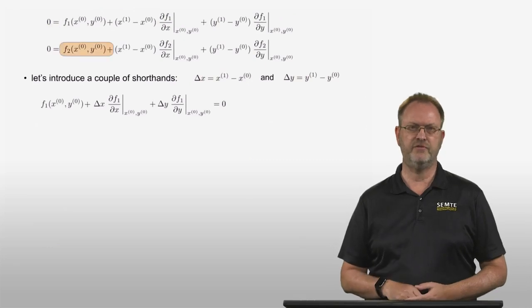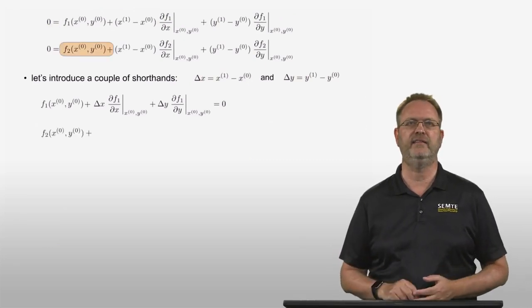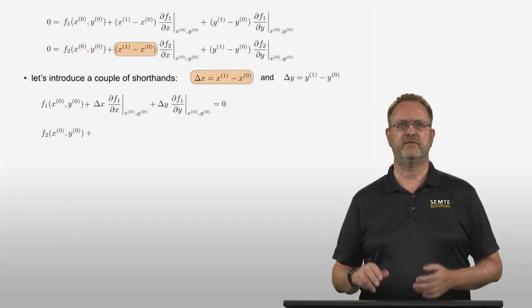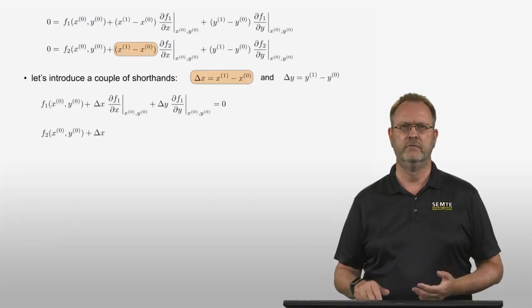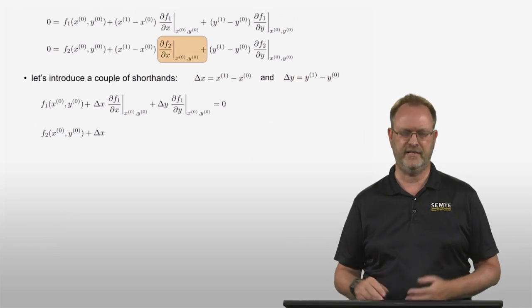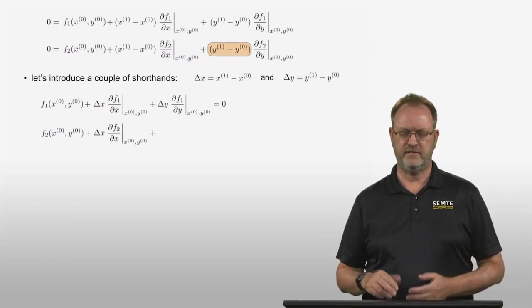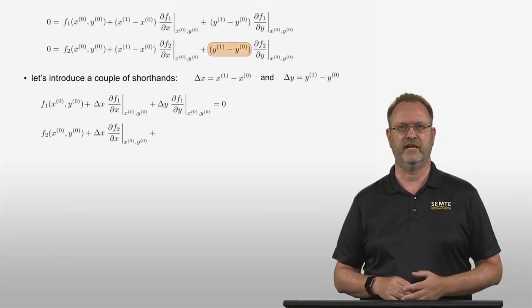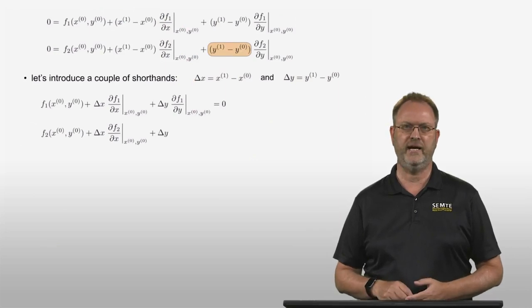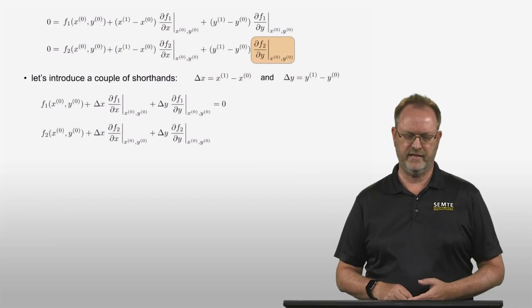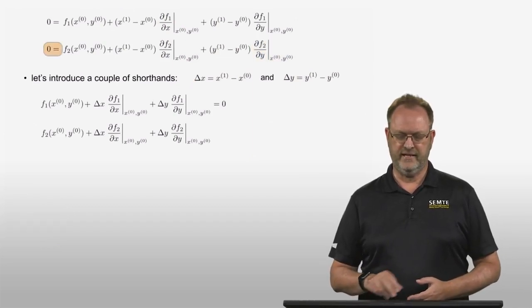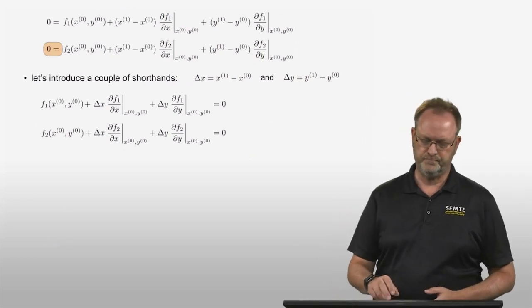For the second equation, we have f2 evaluated at the initial guess plus, this again here is delta x times df2/dx evaluated at the initial guess, plus this difference again is the shorthand delta y times df2/dy evaluated at the initial guess x0, y0, and that is again equal to 0.